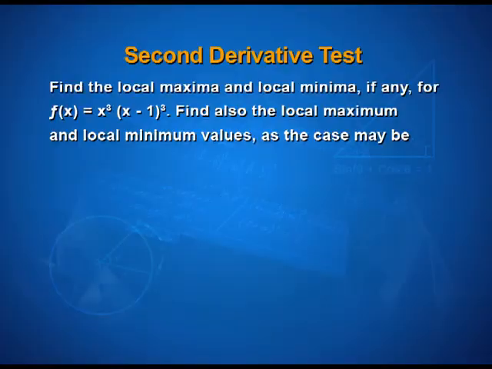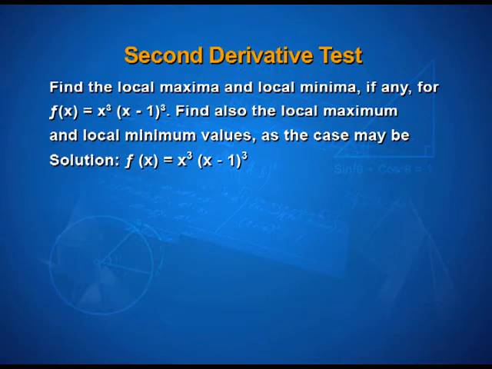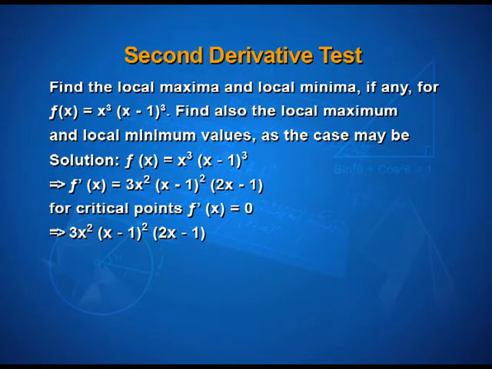Let's consider an application of the first and the second derivative test. The question says, find the local maxima and local minima, if any, for this function. Find also the local maximum and local minimum values as the case may be. Of course, the task starts with first finding the first derivative f dash x. To find the critical points, put f dash x equal to 0. In this case, I get three values, 0, 1 and 1 by 2.